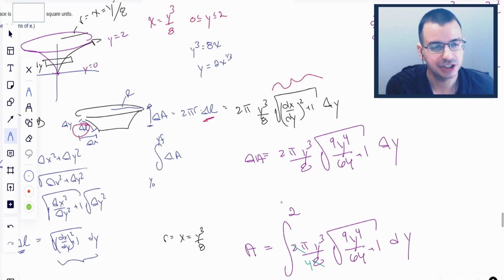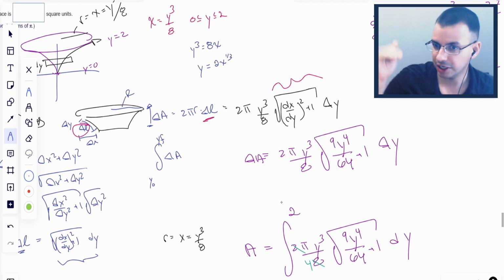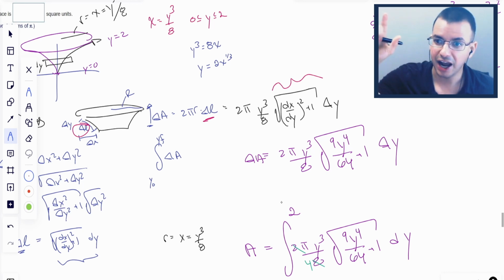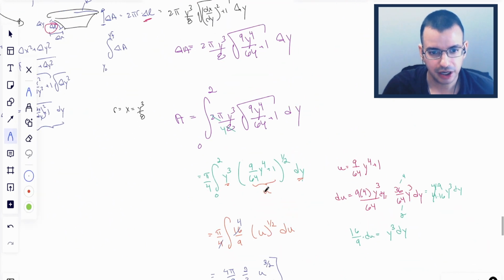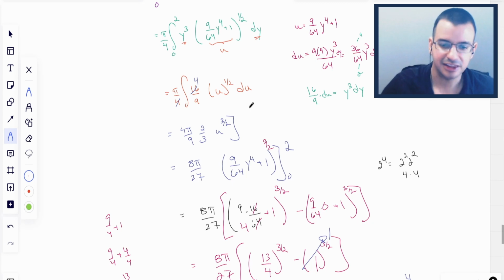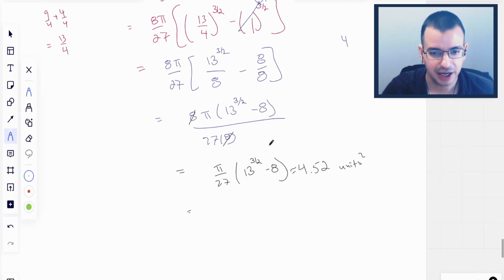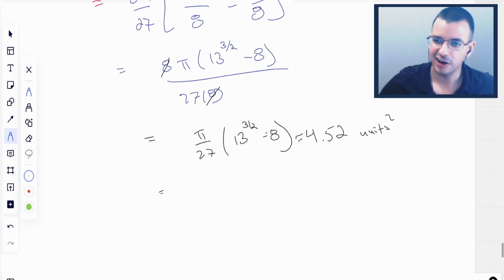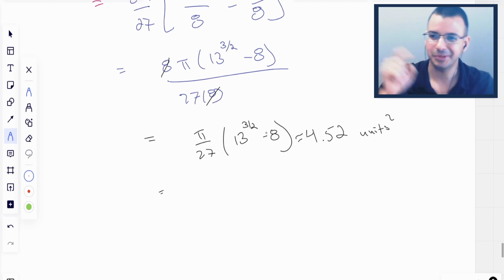The x value was given to us in terms of y cubed over 8. So we replace that in because we're going to integrate in the y direction. We plugged in our value for r. We plugged in our value for the height of our cylinder, which is actually the arc length. And then we integrated. We were lucky that we were able to do a u-substitution. Eventually, after enough math, we got an answer which was pi over 27 times the quantity 13 to the 3/2 minus 8, which is about 4.52. So hope that helped. See you next time.